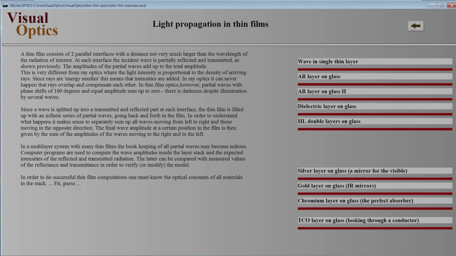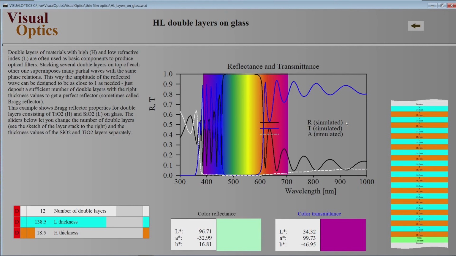Let's take a double layer on glass, and here I will discuss a double layer made of titanium dioxide and SiO2. What I can tune here, actually, I can have a sequence of double layers. The high refractive index layer is called H, that's the titanium dioxide. The low refractive index layer is called L, that's SiO2.